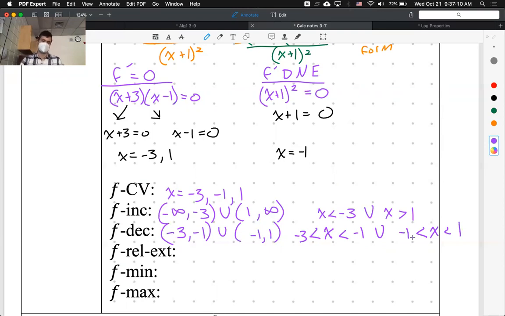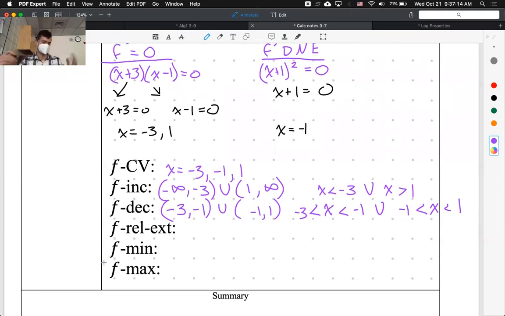F, relative extrema. We're finally there. We should go ahead and define these three again, since those are the new ones for this lesson, right? F relative extrema, Fiona, is F prime sign change. Andrea, F minimum: F prime from a negative to a positive. And Chris, F maximum: positive to a negative for F prime.